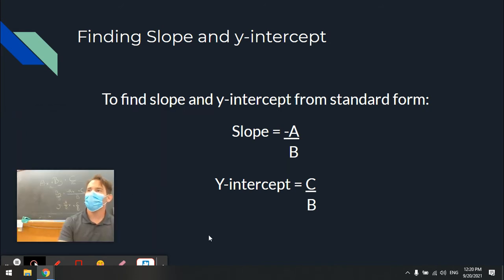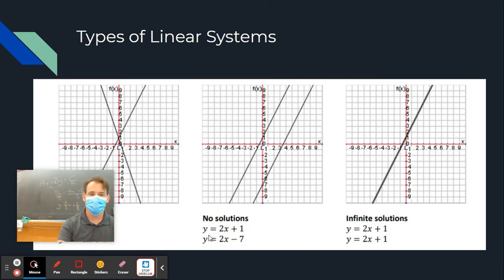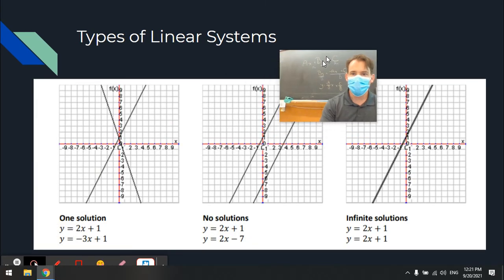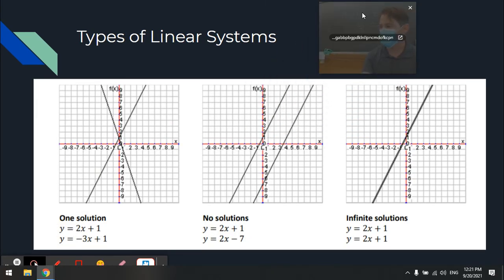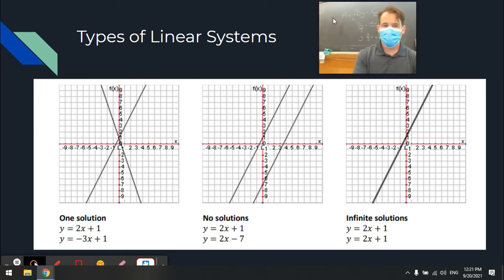Now let's carry on. That will stay on the board so you can take a look at it. Now, there are different types of linear systems that we could have. Here, the vast majority of lines do not have the same slope. Most lines will therefore touch at one point.